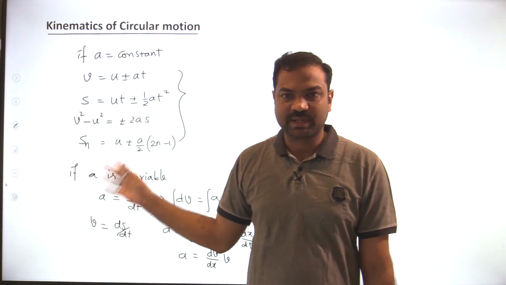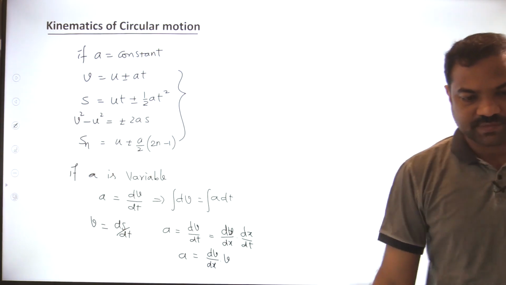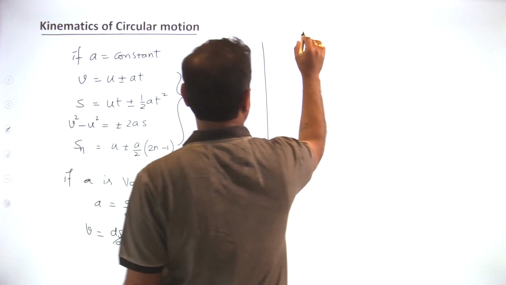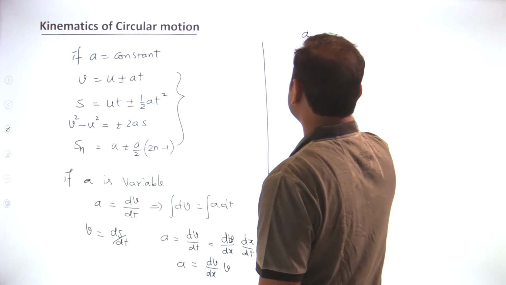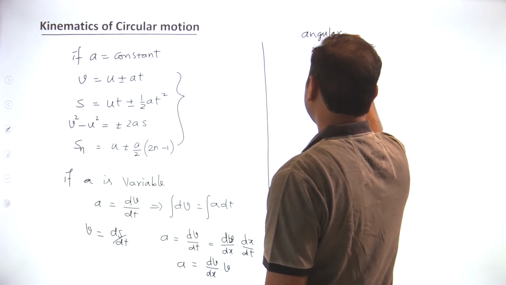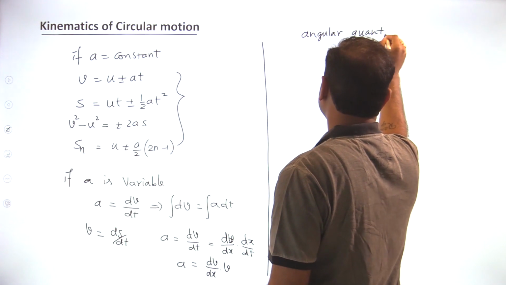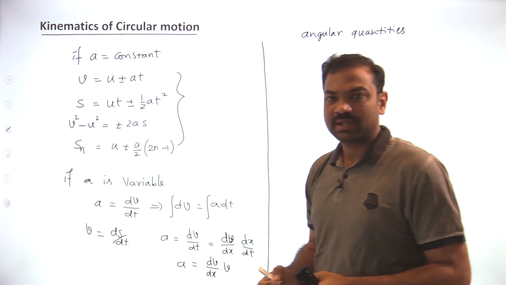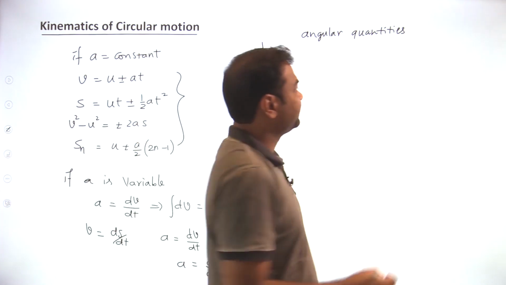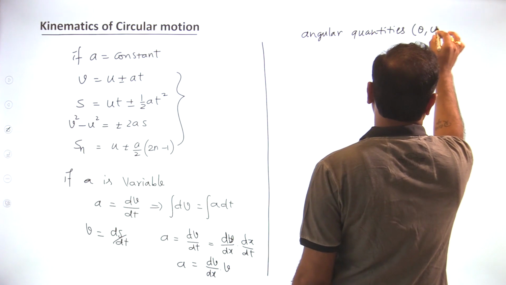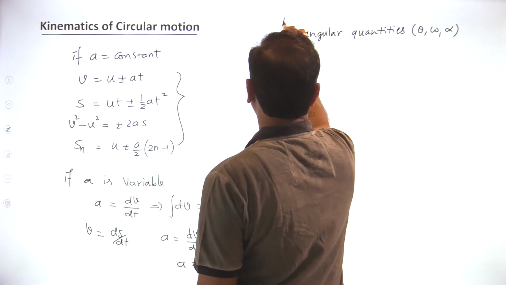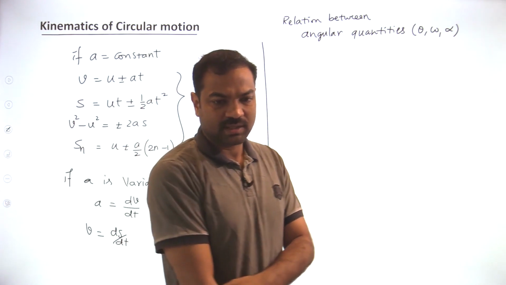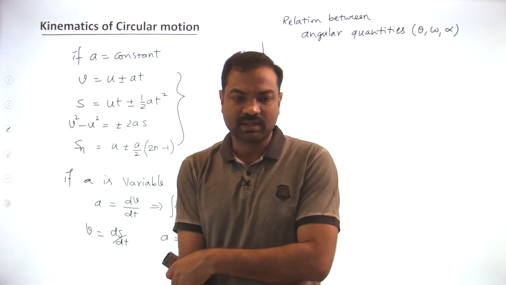And already we discussed this part in kinematics. In kinematics we have done that, right? Now the question is, let us go with the rotatory motion or angular quantities. What is the relation between angular quantities? If I take angular quantities, how do we write down the relations? What is the meaning of angular quantities? Theta, omega and alpha are the angular quantities: angular displacement, angular velocity, angular acceleration.